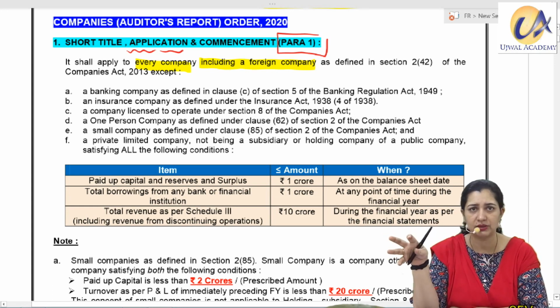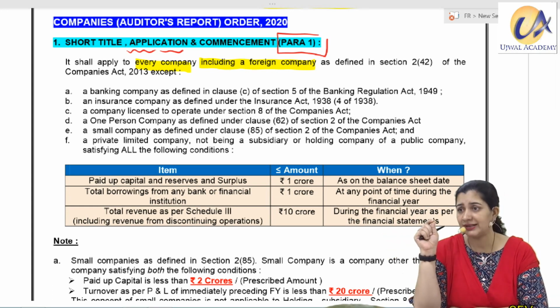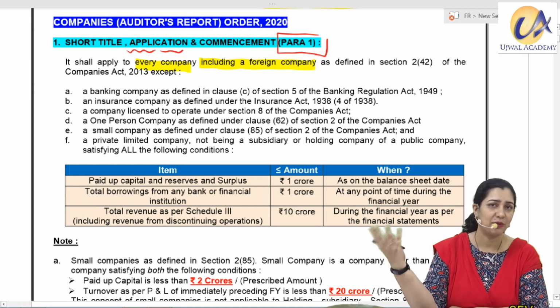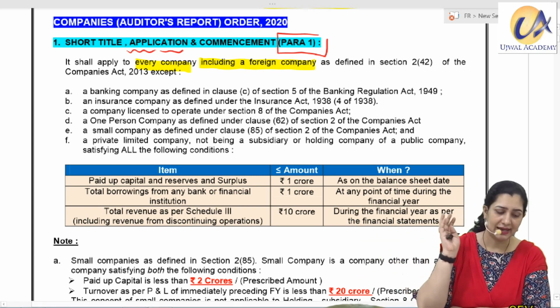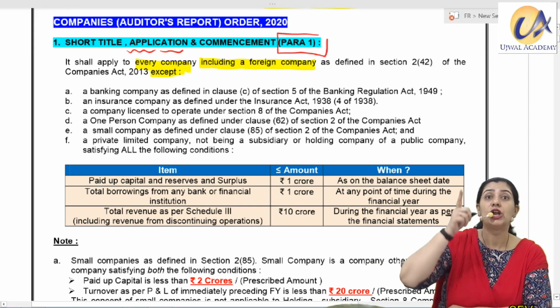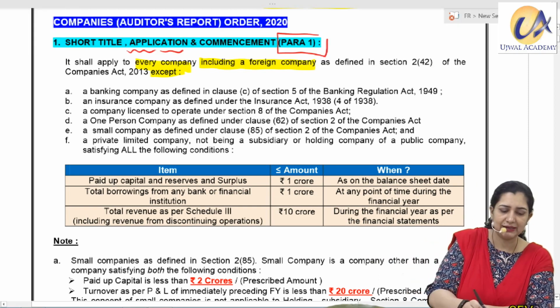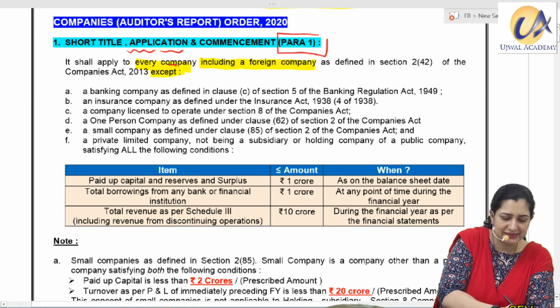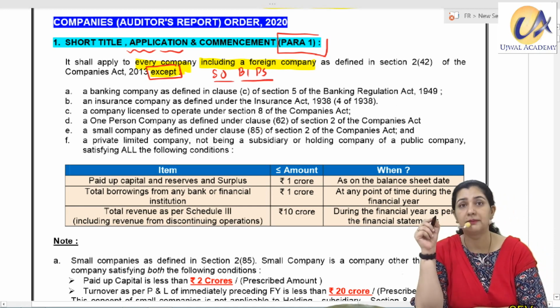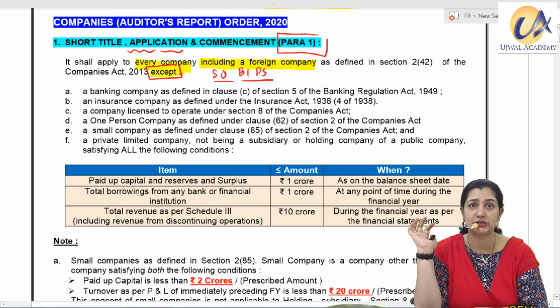Company Auditor's Report Order. So now when I say it applies to every company, including foreign companies, there has to be some exception. Without exception, how can there be anything, right? Except, so now we have got 6 companies to whom Karo is not applicable. Okay, it applies to every company except, I call them so BIPs. These are the 6 companies to which Karo does not apply.